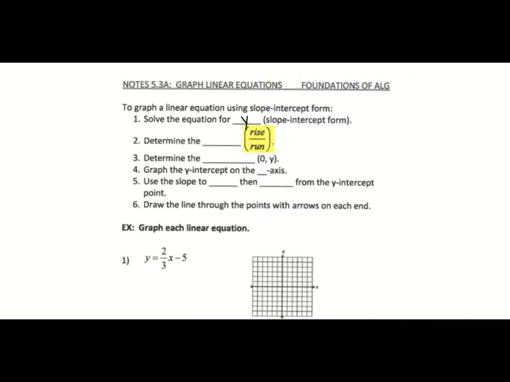So this means we want to get into slope-intercept form, which is y equals mx plus b, where our m is our slope, and our b is our y-intercept.